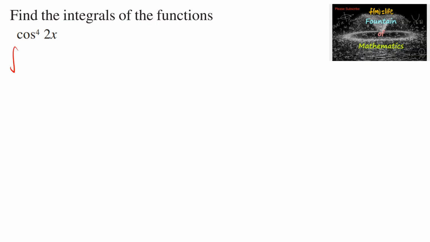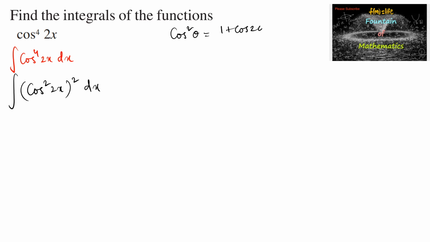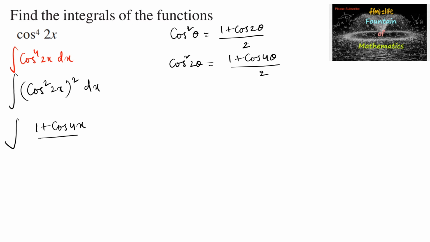Find the integral of the function cos power 4 2x dx. So this we can write as (cos square 2x) whole square, and we know that cos square theta is equal to (1 plus cos 2 theta) upon 2. So here cos square 2x we can write as (1 plus cos 4x) upon 2. So here we can write integral of ((1 plus cos 4x) upon 2) whole square dx.